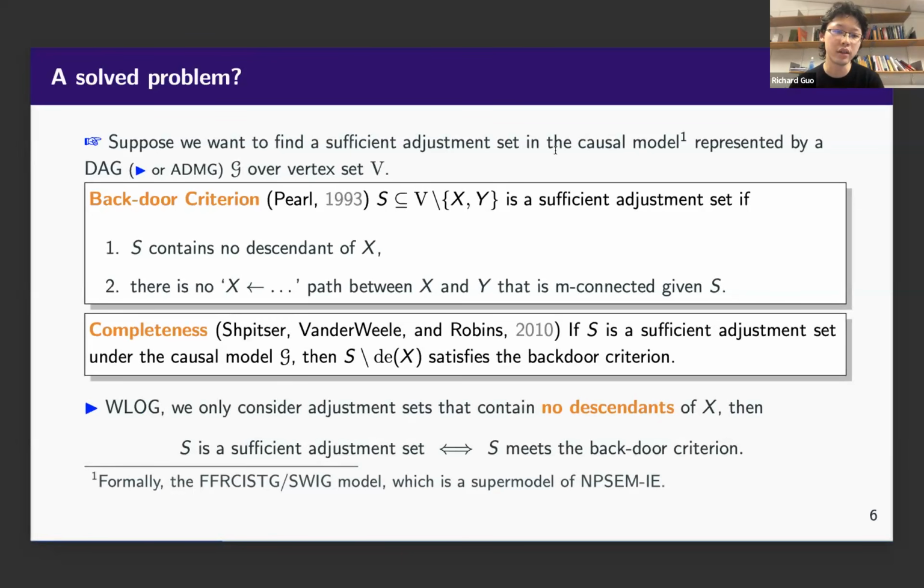So in practice, and which is also what I'm going to take in this talk, I only consider adjustment sets that contain no descendants of X. Without loss of generality, we can always restrict the search for adjustment sets to those that contain no descendants of X. Under this assumption, any set is a sufficient adjustment set if and only if it meets the backdoor criterion. So indeed, this is an if and only if condition. So it does look like a solved problem, doesn't it?